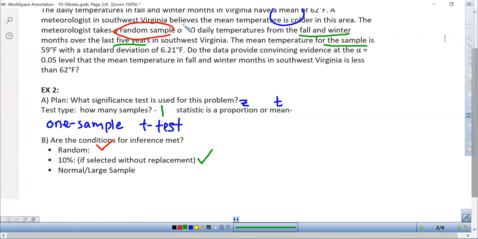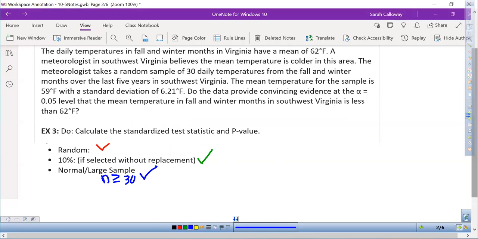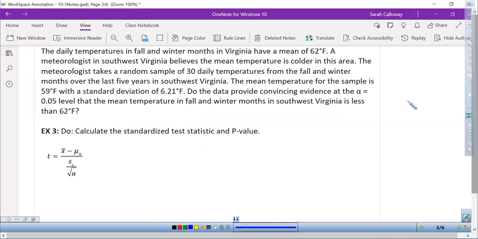That 30 is also our value for the sample size. So that's our N. And so with that, that helps us with the normal or large sample. So remember that it has to tell me either the data is normally distributed, which it does not, or my sample needs to be greater than or equal to 30, which is met in this condition. So we have met all three conditions in order to perform a one sample t-test. So using that, we can calculate our values.